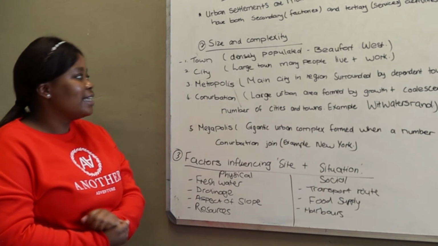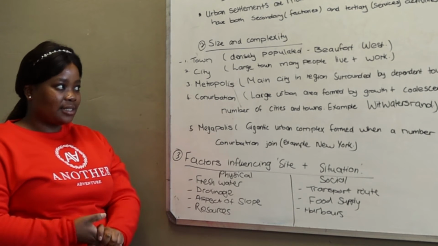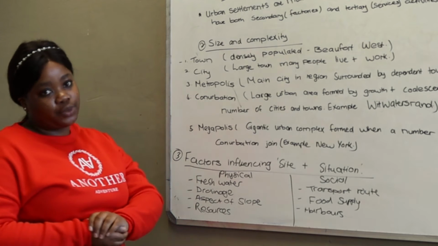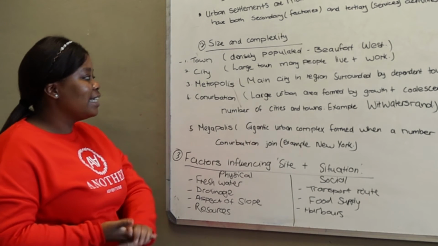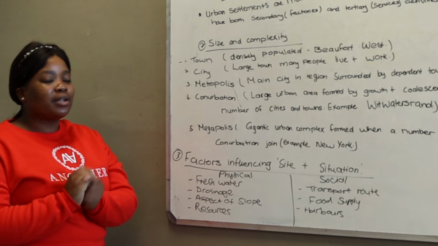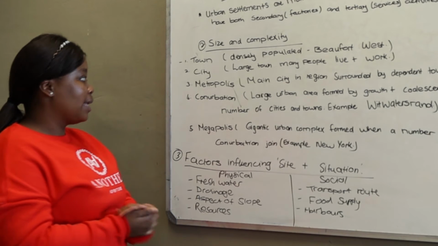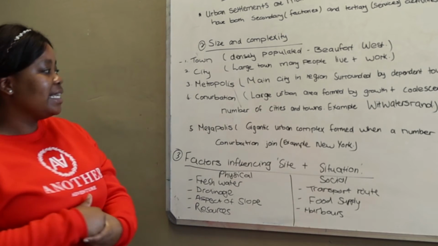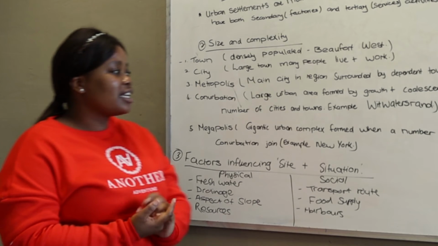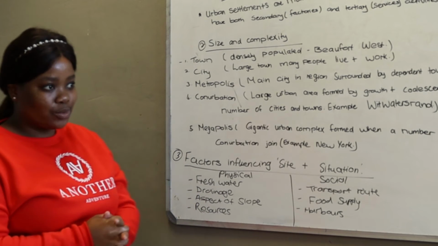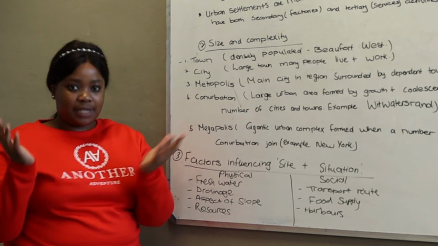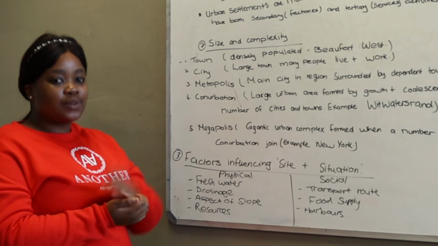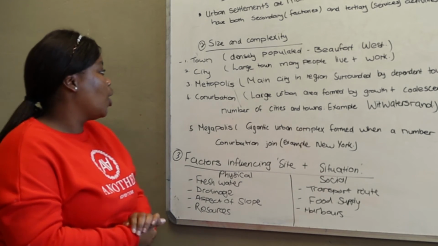A town is a densely populated place. An example, Beaufort West. A city is a large town where many people live and work. A metropolis is the main city in a region surrounded by dependent towns. In our case, it's Cape Town. Cape Town is our metropolis.